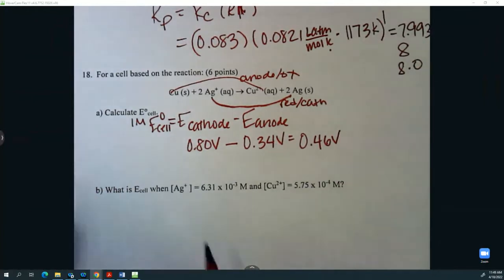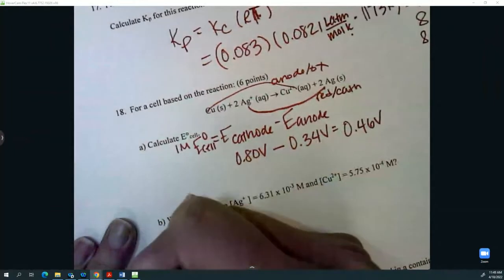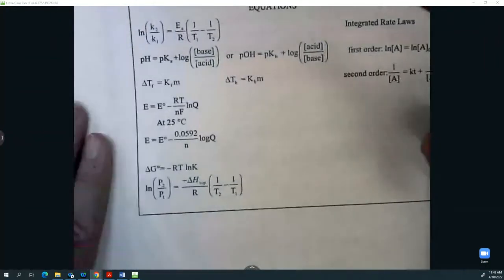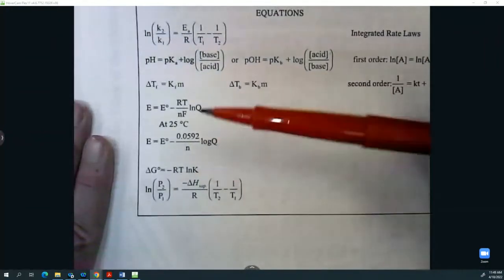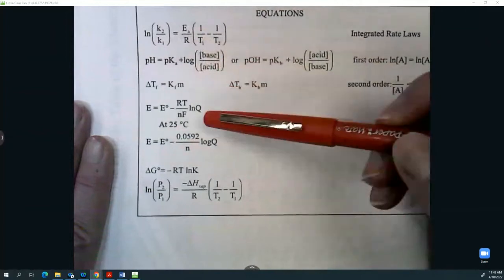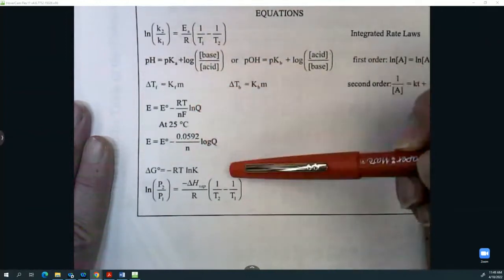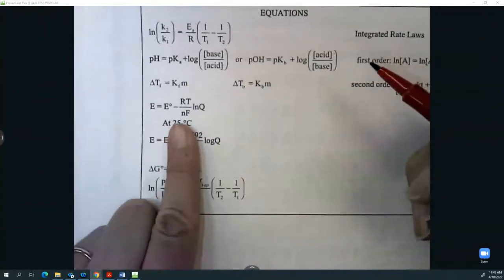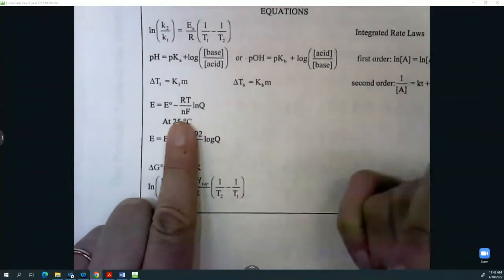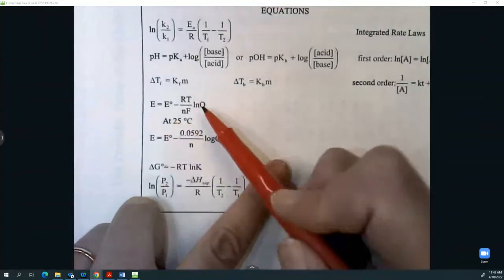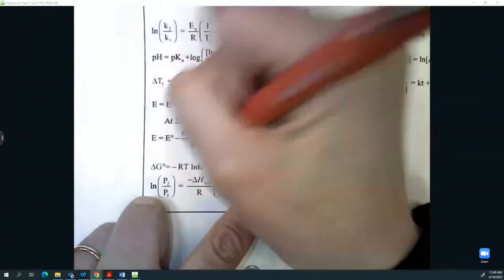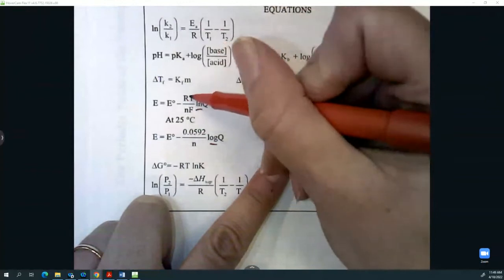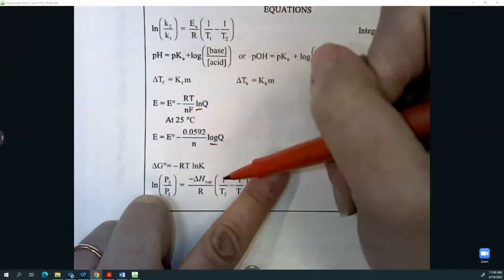Okay, so then for E cell not standard, that's the Nernst equation. And the Nernst equation is on here 2 times. It's on here, here and here, but with slightly different forms. I don't know who wrote this equation sheet, but this is the one that we use at this campus for all the classes. So I'm going with it. The real difference is one's natural log and one's log. But the other difference is in this one, they've plugged in all the constants, the N, the T, and the F, and this one they didn't.